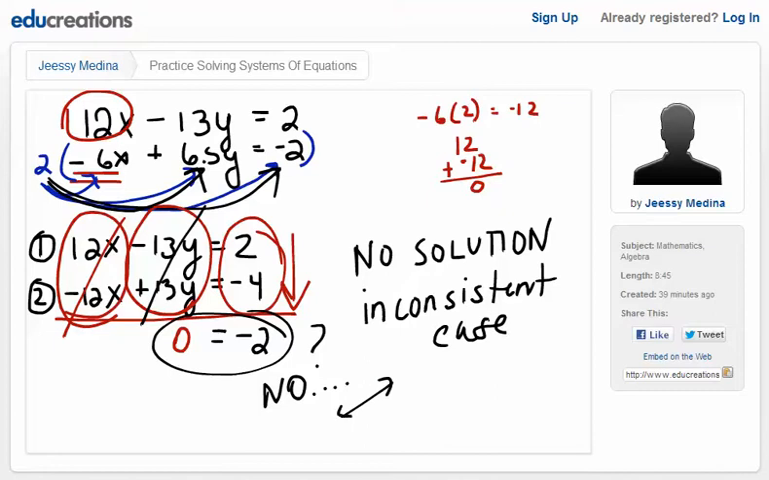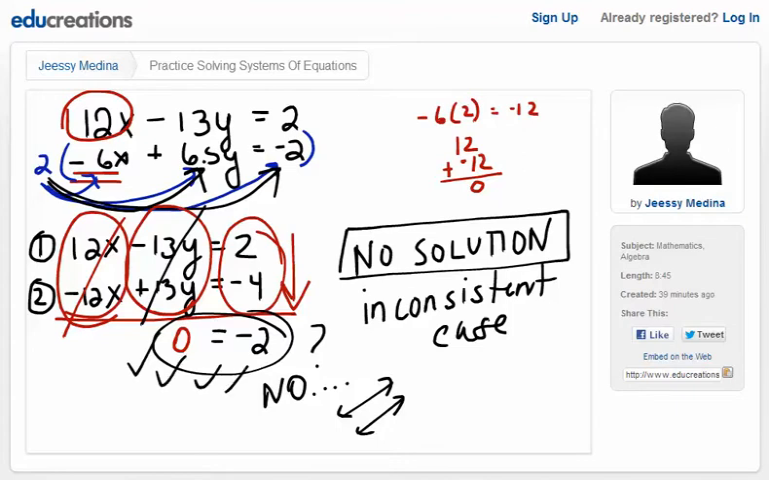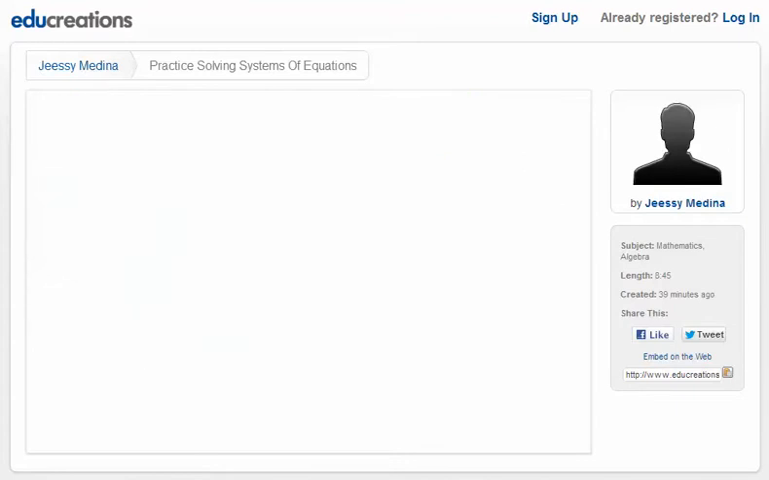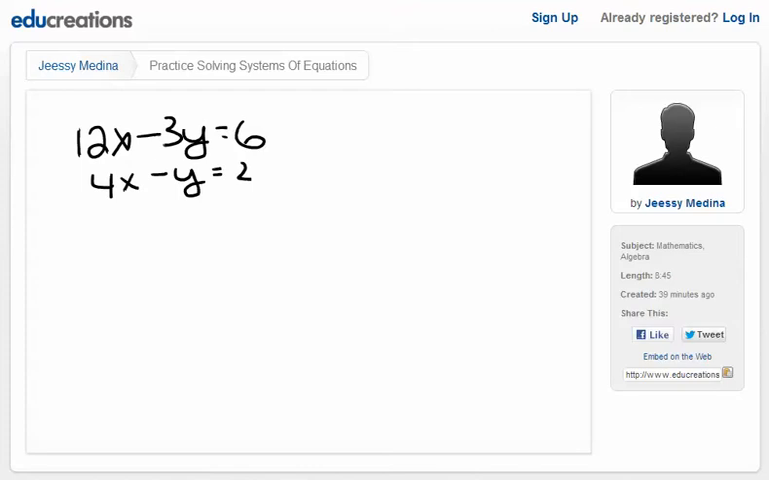Remember, this is the case of the parallel lines. And that would be the answer right here. No solution. This is your proof. Right. This would be another system. 12x minus 3y equals 6, and 4x minus y equals 2. And like I said, there is no right way or wrong way. You just pick whichever method you want, whether you want to use substitution or whether you want to use elimination.